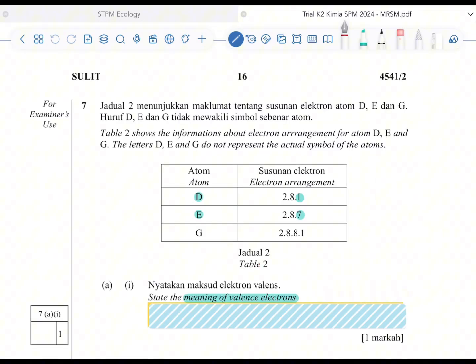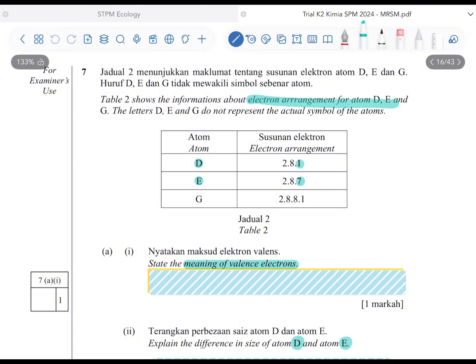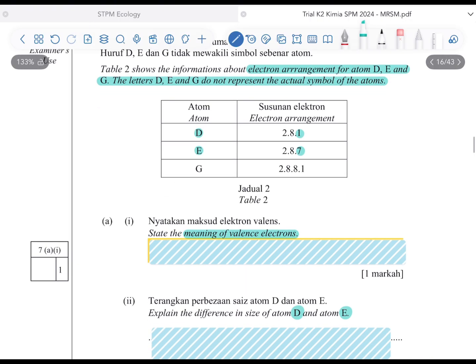Okay, we are almost done with the discussions for this paper, MRSM paper 2 discussion. So let's continue with question 7. This is table 2, which shows the information about the electron arrangements for the atoms D, E, and G. The letters D, E, and G do not represent the actual symbols of the atoms.